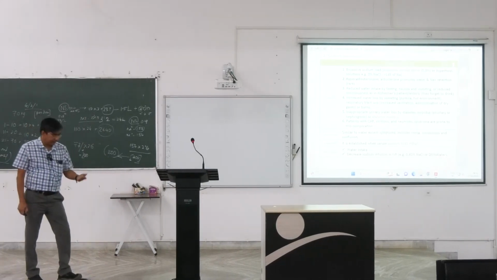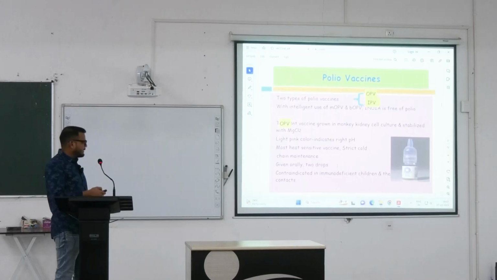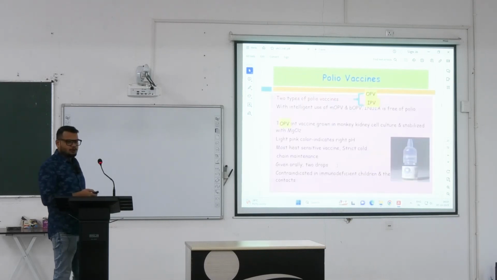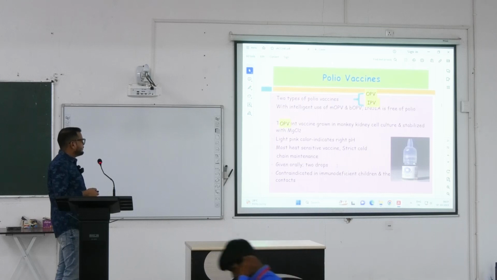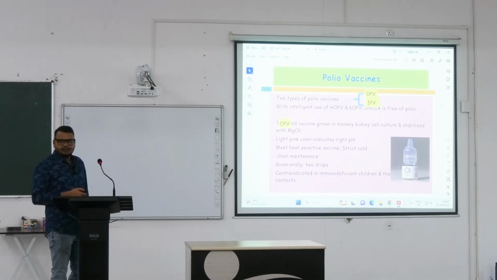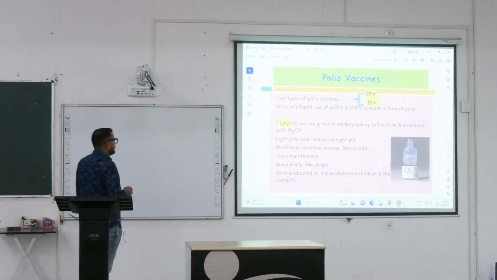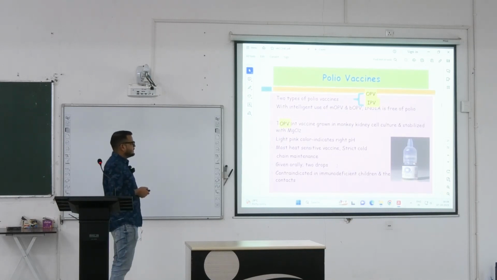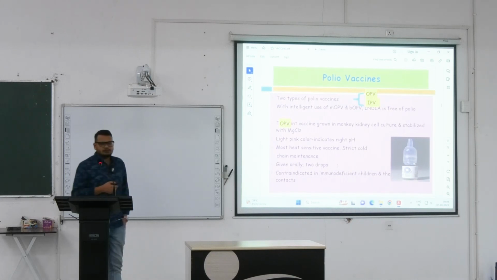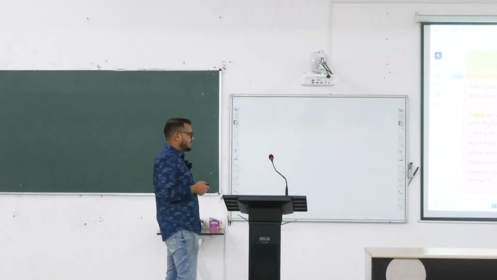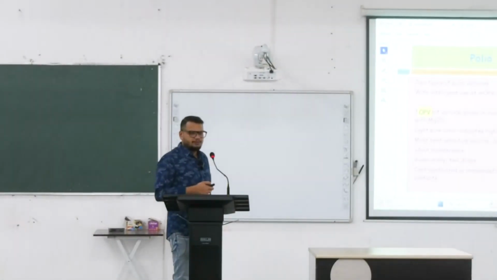Free water means 5D, if given IV, 5D only. We came up to BCG. Okay, so today we are starting with polio vaccine. So two types of polio vaccine, one is oral polio vaccine and one is injectable polio vaccine, okay? With intelligent use of OPV bovine polio vaccine, India is now free of polio. Okay, dubious line, because in Bihar, Jharkhand, many fresh polio cases have been found 4 to 5 years ago also.